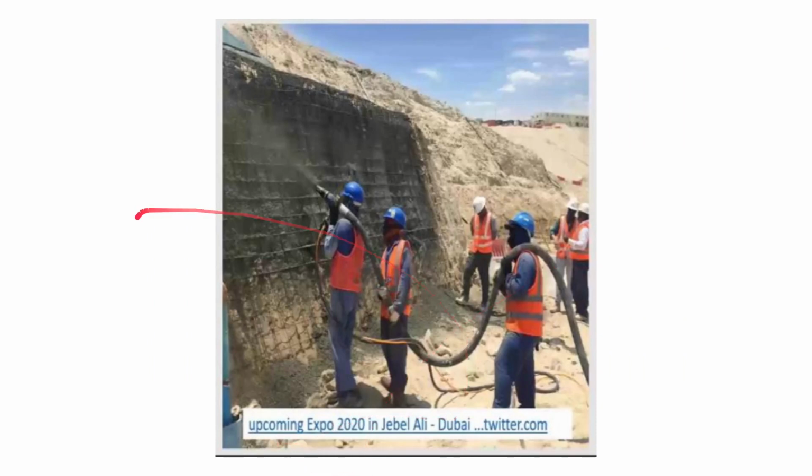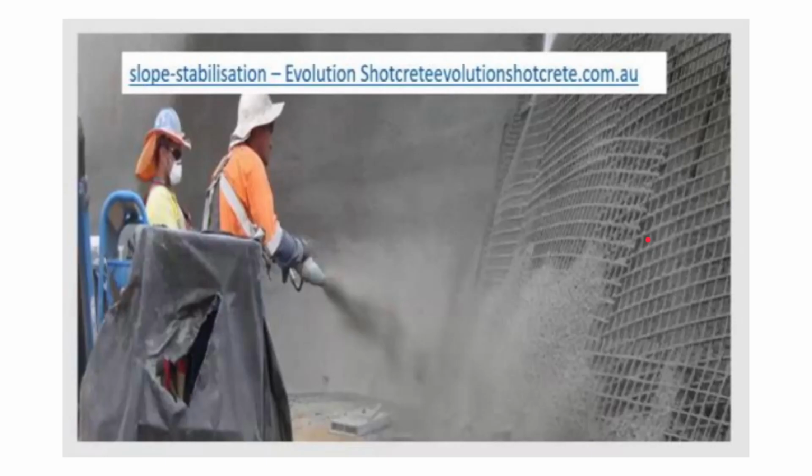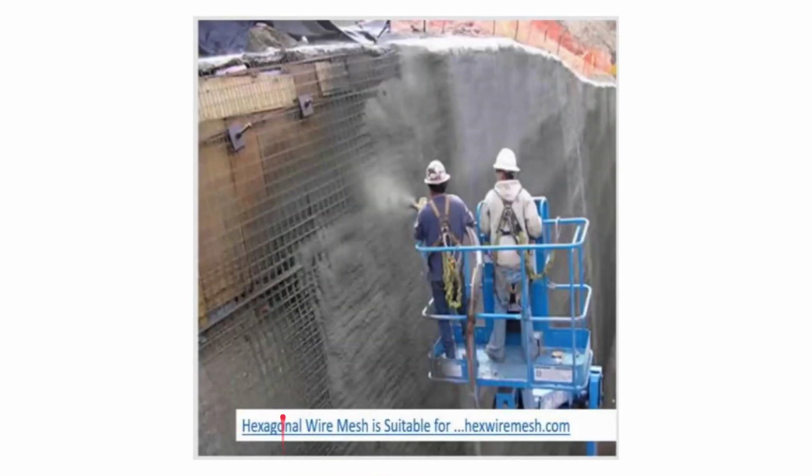These are some of the pictures which show the curing and shotcreting and various other techniques which can be used for adverse conditions, adopting various curing and placement methods. All the criteria have to be taken into account using the relevant codes and specifications. Here you can see slope stabilization, and here you can see hexagonal wire mesh. All of these have some advantages or the other.